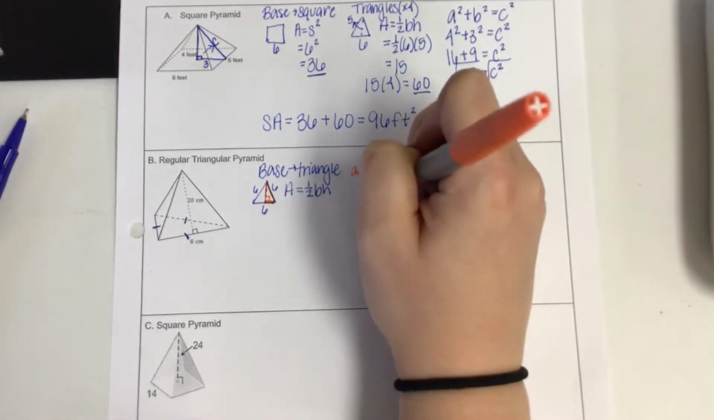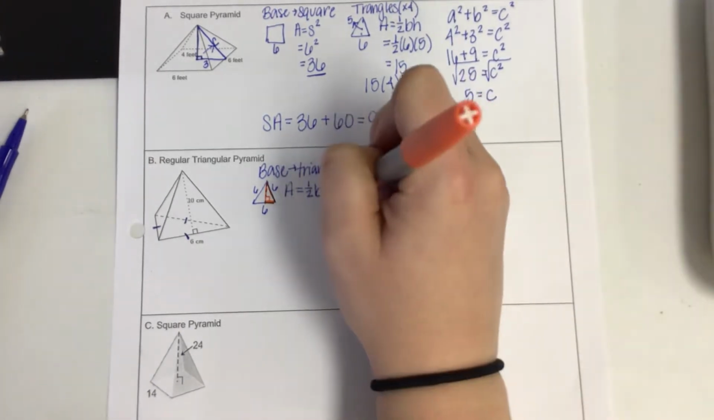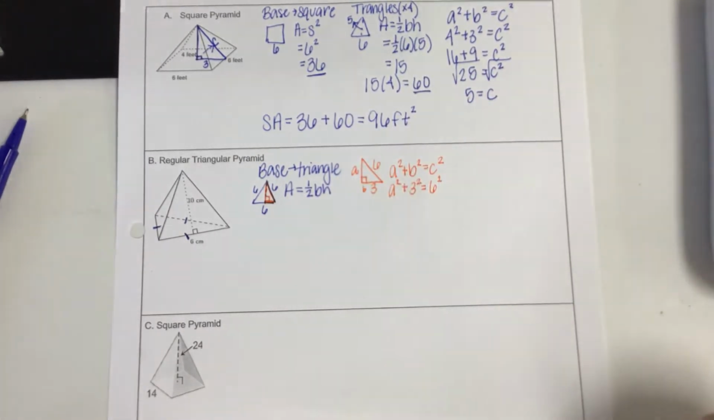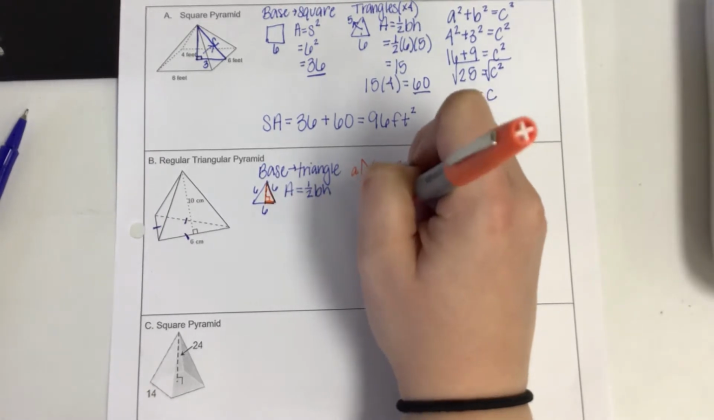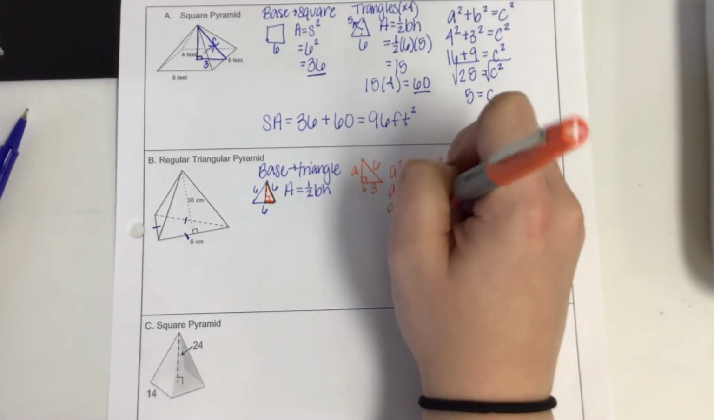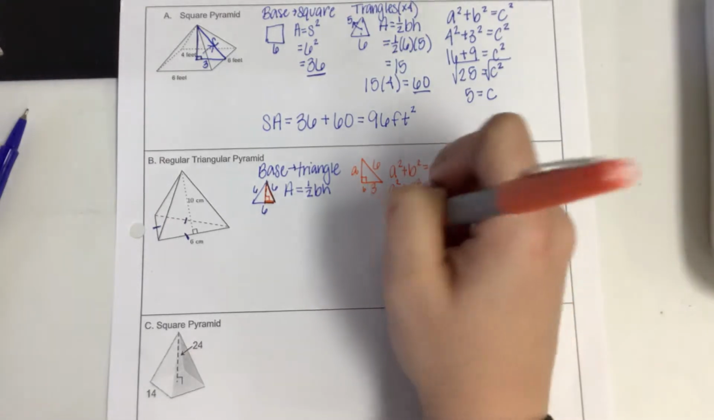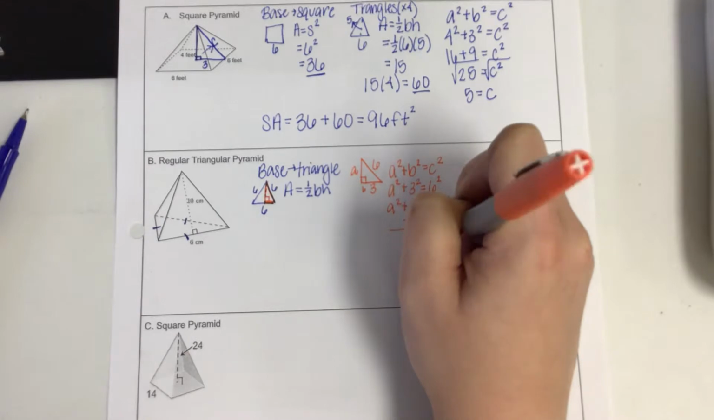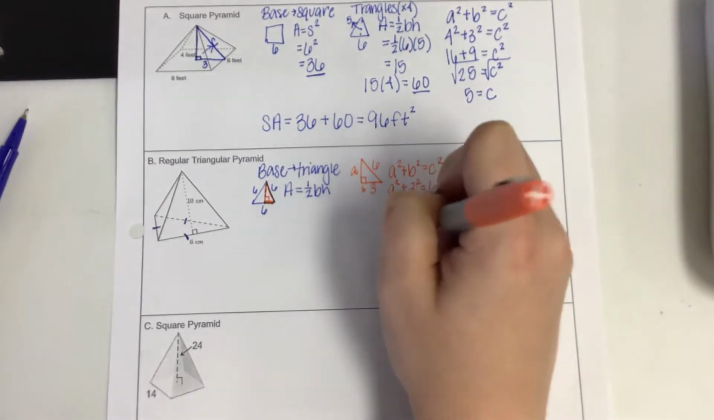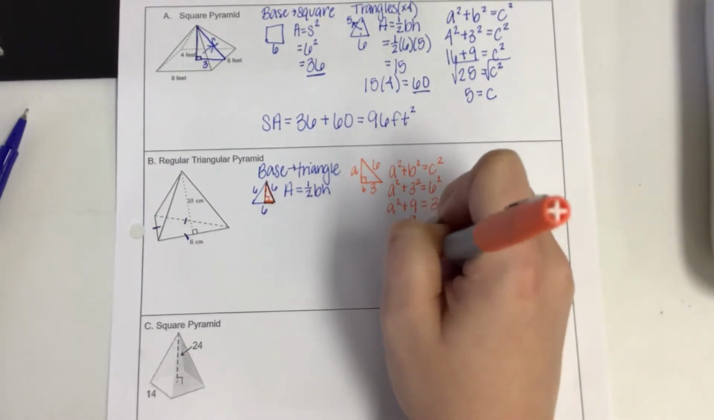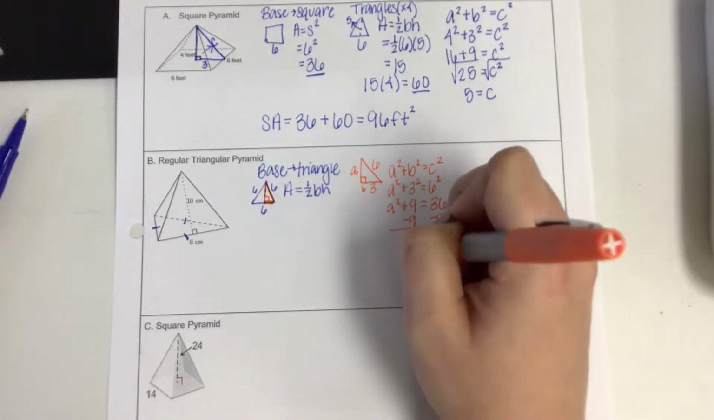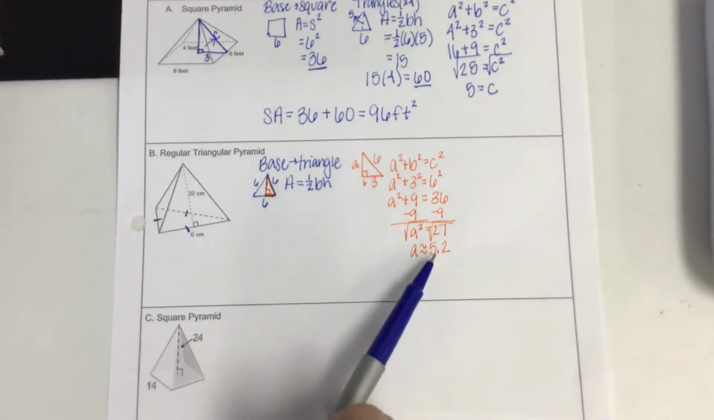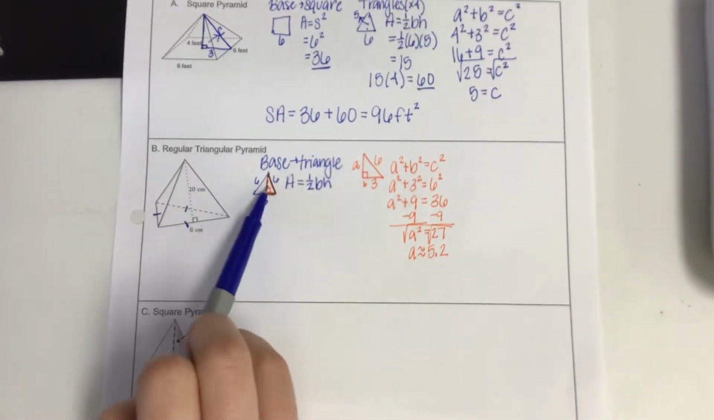We don't know what a is, so I'm going to leave it alone. Plus b is going to be 3, because that's our other leg, and 6 is our c. So we have a squared plus 9 equals 36. We subtract 9 on both sides. So I get a squared equals 27. We find the square root of 27, and this is going to give us an approximation. It's going to be about 5.2. So we have now found the height of this triangle.